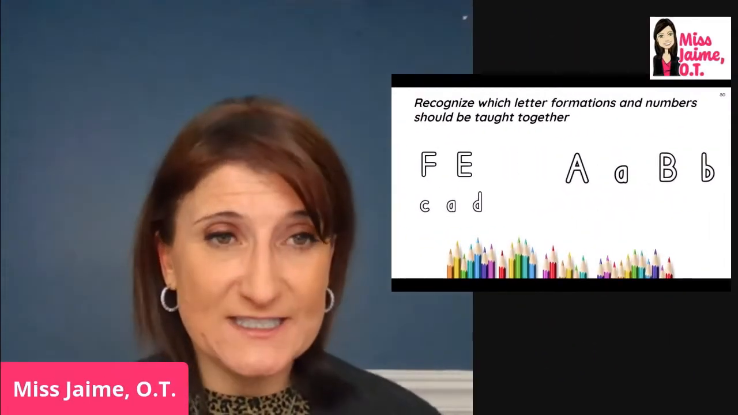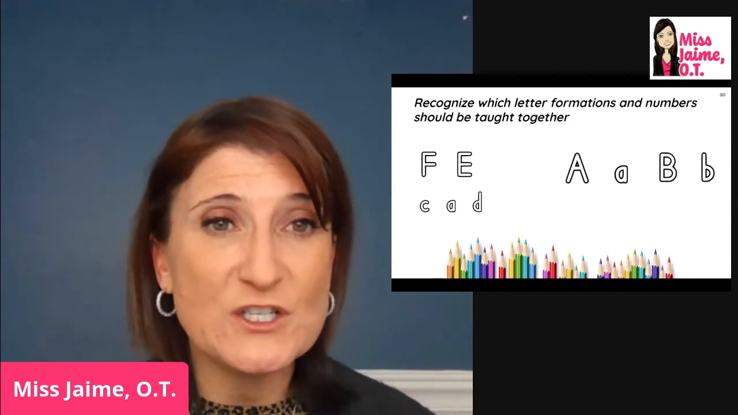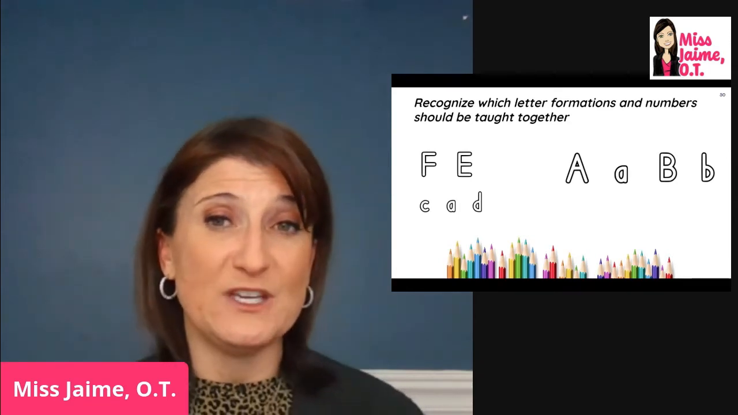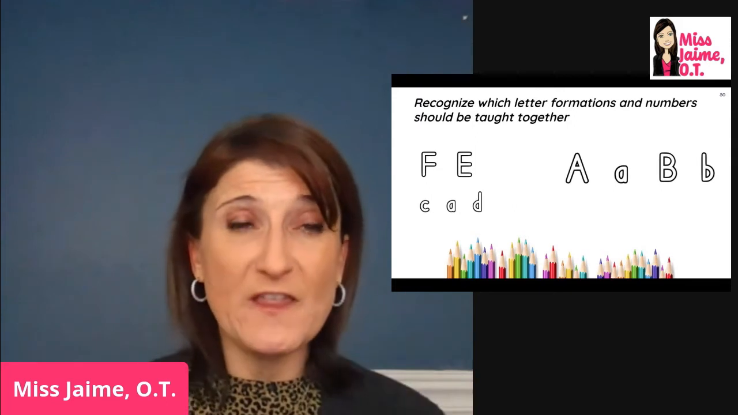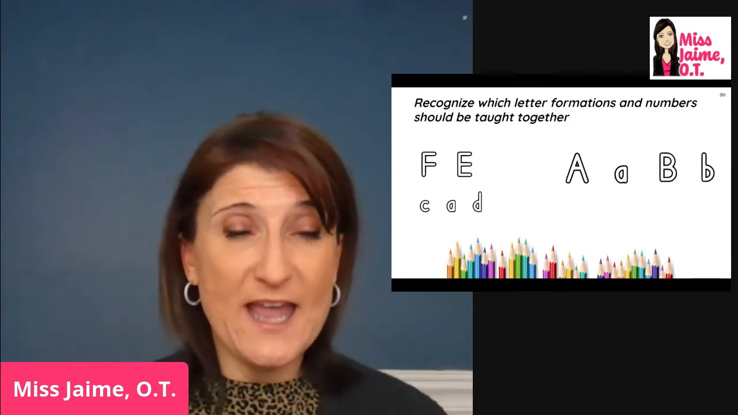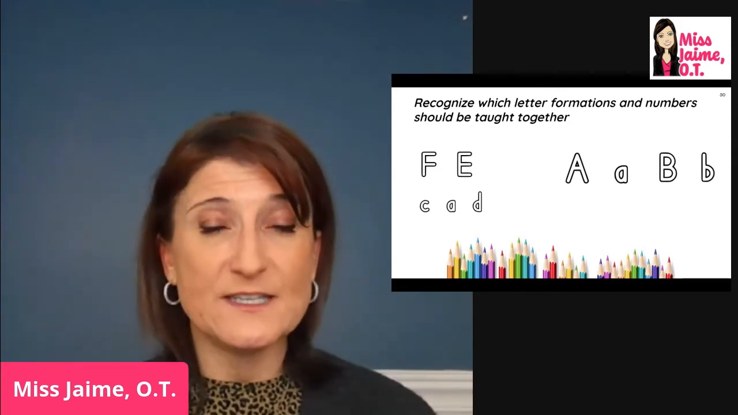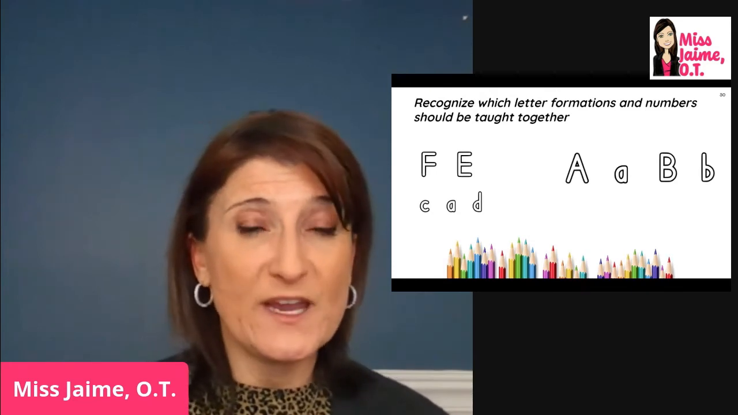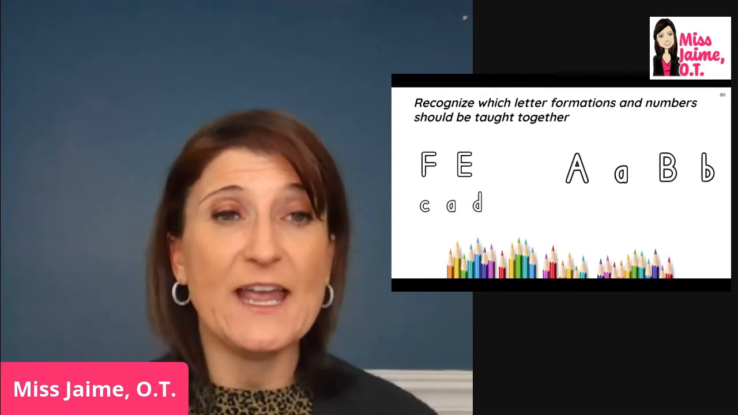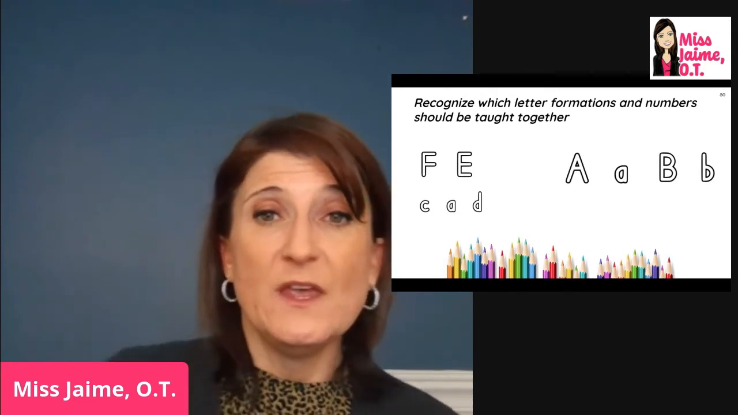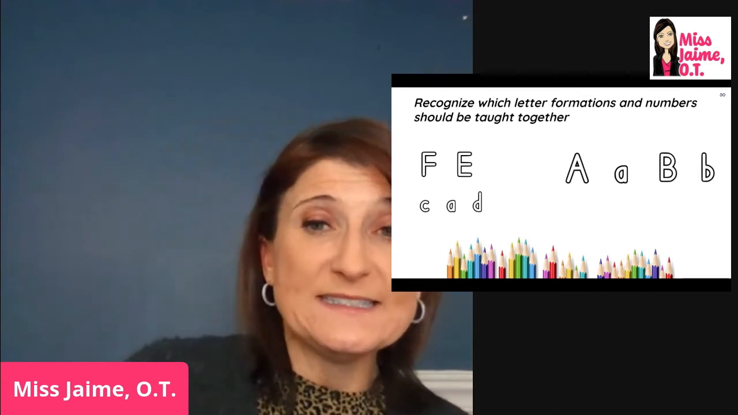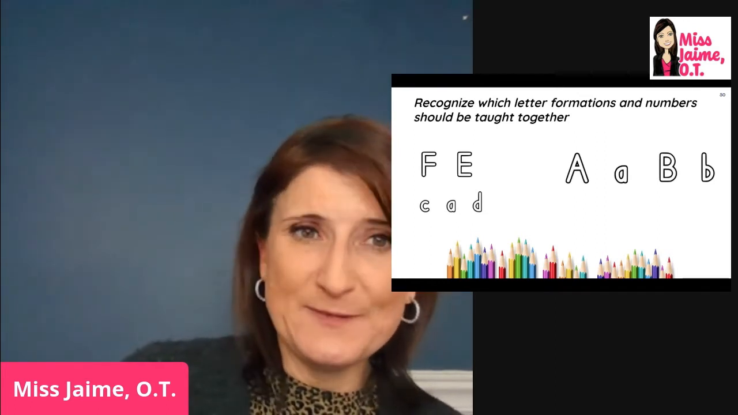So one of our objectives is to recognize which letter formations and numbers should be taught together. On the left side, I have capital F and capital E together, as well as lowercase c, lowercase a, and lowercase d. Lowercase c is a pretty special letter, actually.